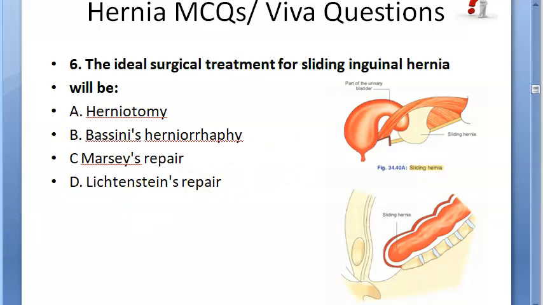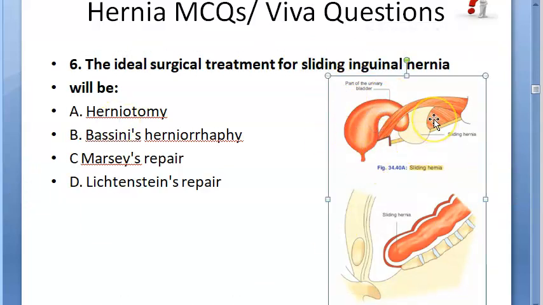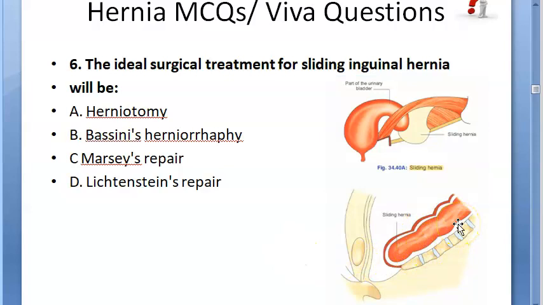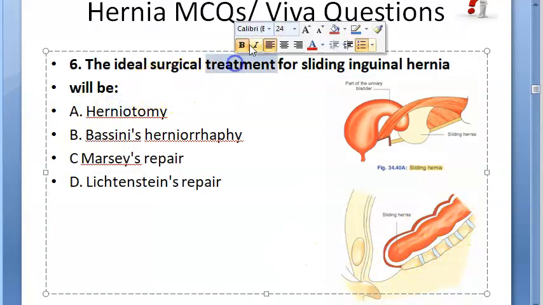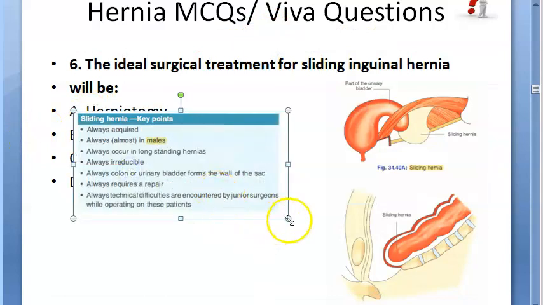What else is there here? It always occurs in males, the sliding hernia. Then left-sided is more common. In this photo, they are showing the urinary bladder, a part of the urinary bladder is here. And in this photo, they are showing you the sliding hernia. Basically, this question is about the treatment for sliding inguinal hernias. Just look at these key points about sliding hernia.